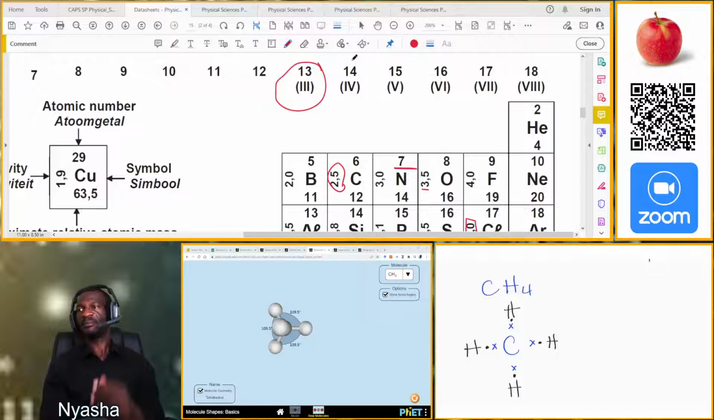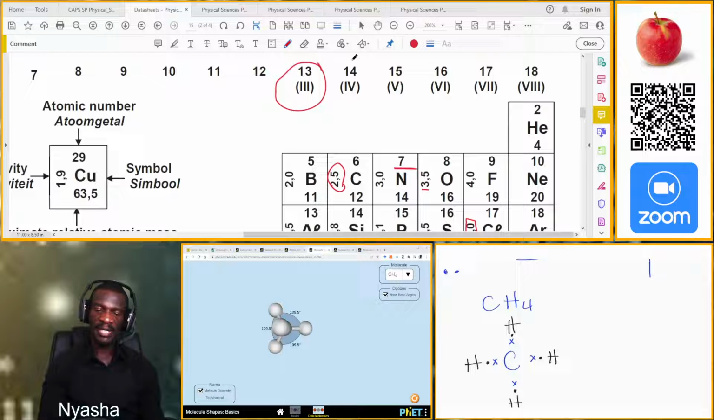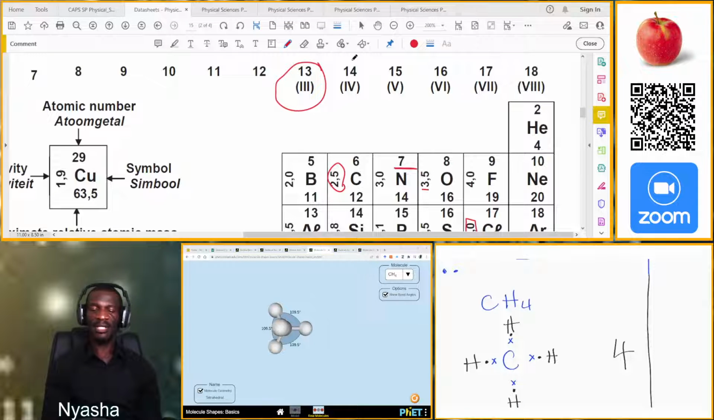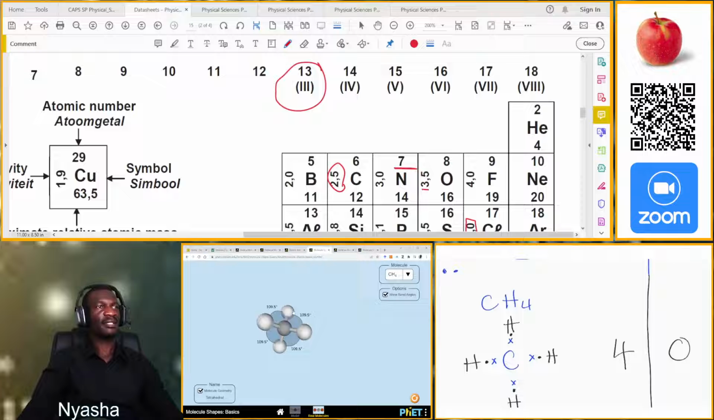So carbon is now stable. We have 8 electrons in its outermost shell, and we have our hydrogens. They are also happy. Within the first shell, we see 2 electrons. So the bond is done. How many bonding pairs? 4 bonding pairs. How many lone pairs? 0 lone pairs. So again we have a situation like this.